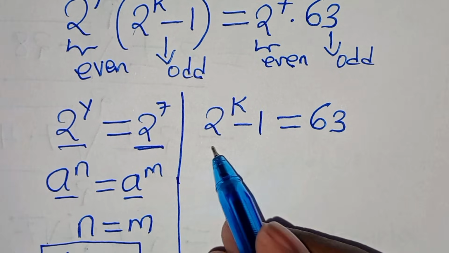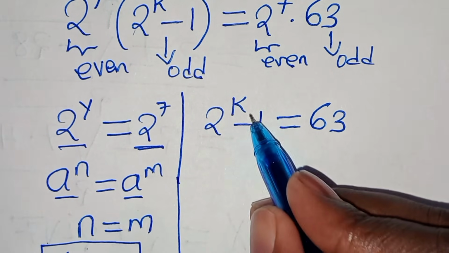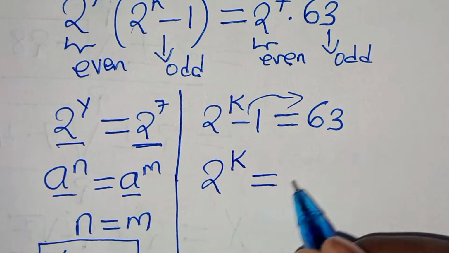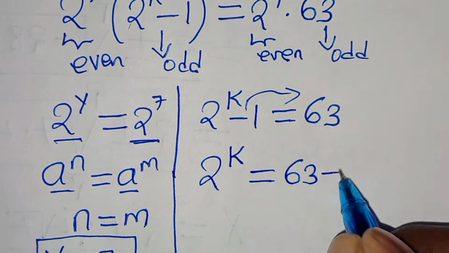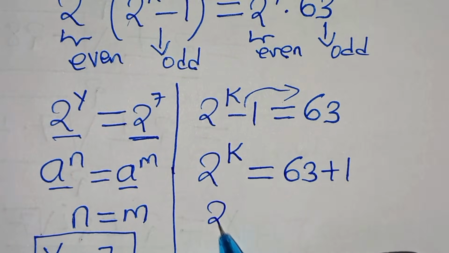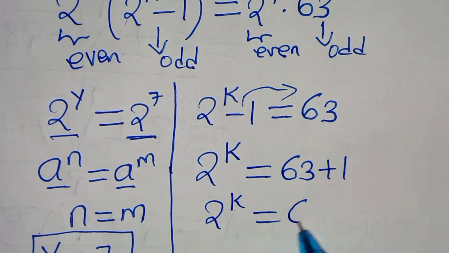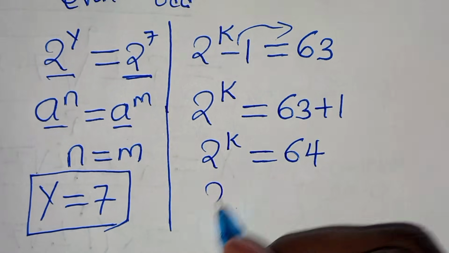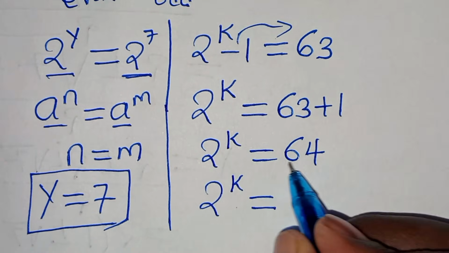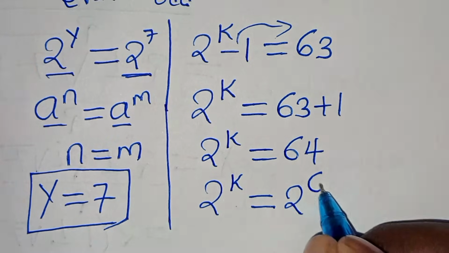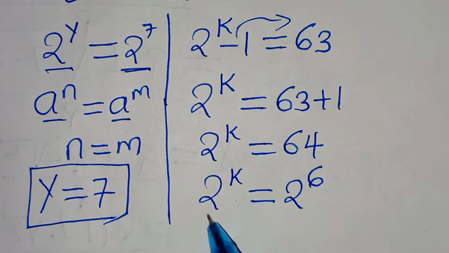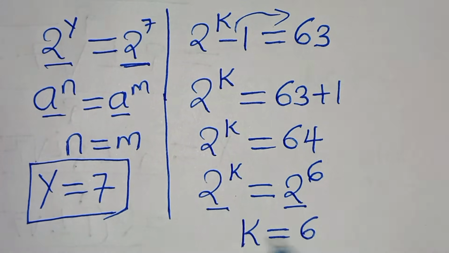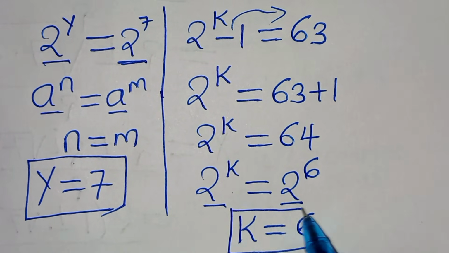Now, on the other side, let's add 1 to the right hand side so that we have 2 raised to the power of k equal to 63 plus 1. And we have 2 raised to the power of k equal to 64. So 2 to the power of k is equal to 64, which is 2 to the power of 6. The bases are common here, then k is equal to 6. We have the value of k equal to 6.